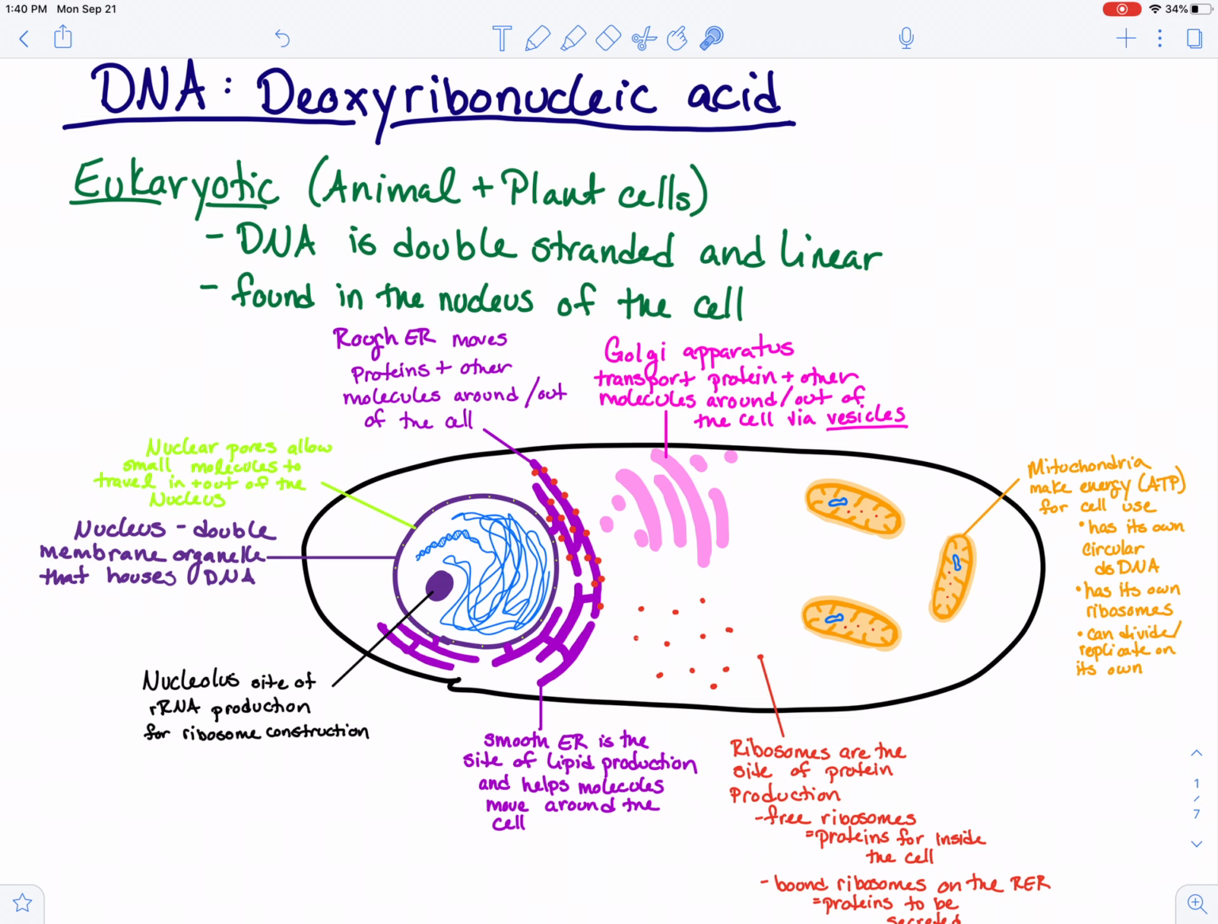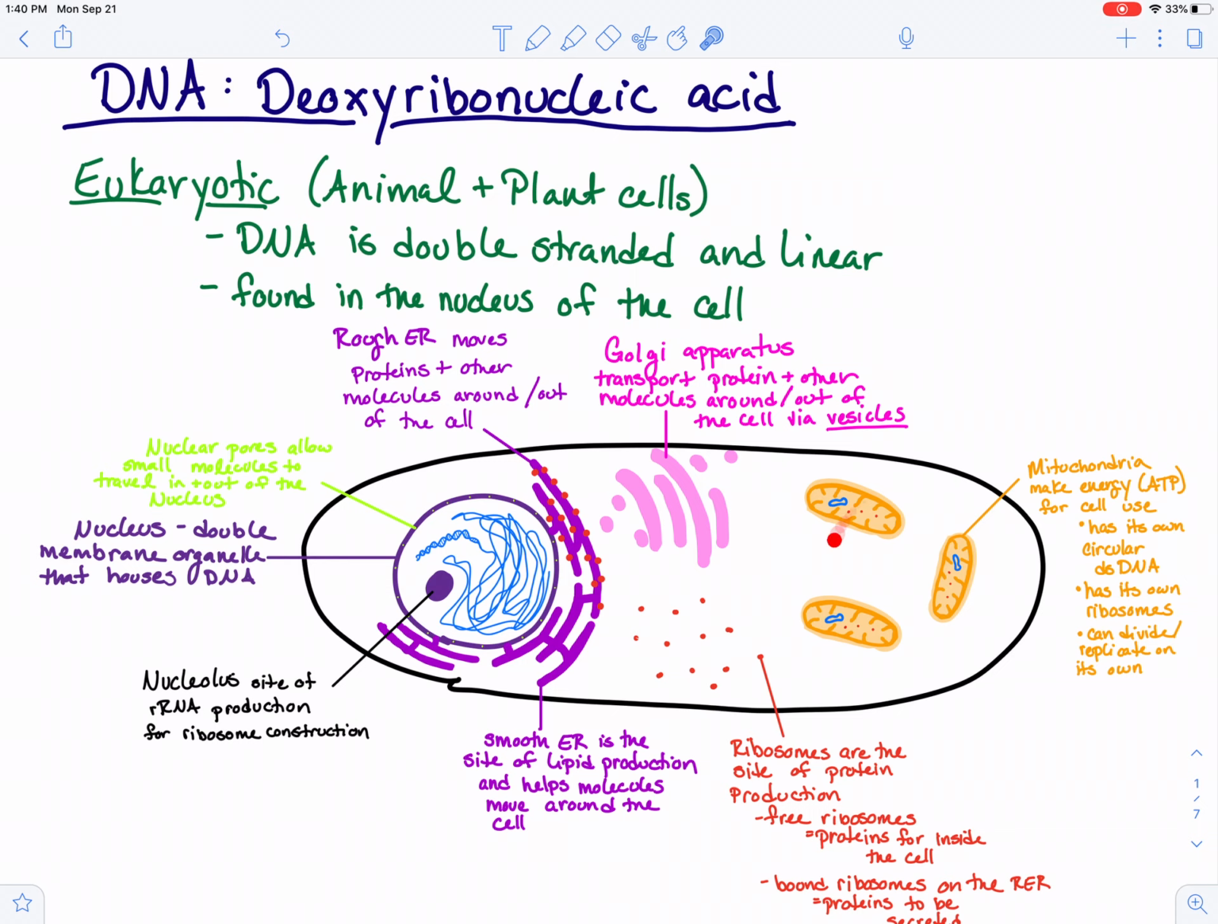The nucleolus is also inside the nucleus. That's the site of rRNA production for ribosomes. The nuclear membrane has nuclear pores that let very small molecules travel in and out of the nucleus. The rough ER helps move proteins and other molecules around the cell. Ribosomes are the site of protein production. Remember, there are free ribosomes that float, as well as ribosomes connected to the rough ER. The smooth ER helps with lipid production. The Golgi apparatus marks and transports proteins and other molecules that go around or out of the cell.